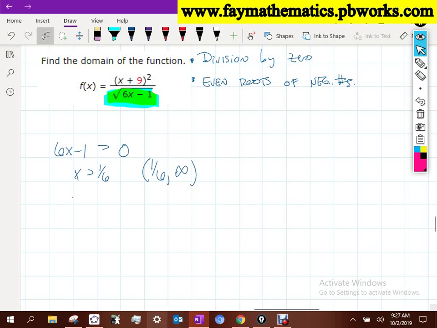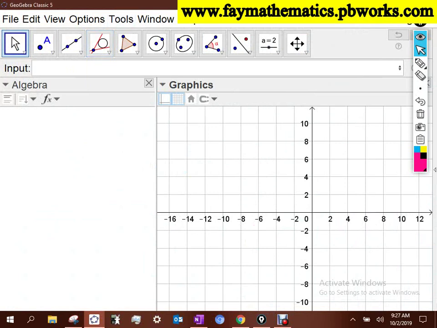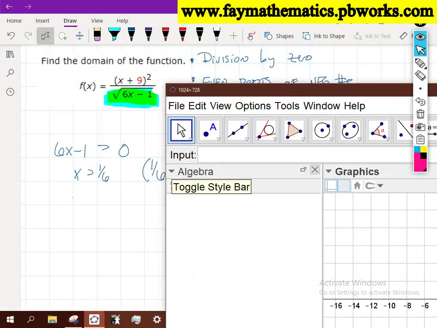We haven't talked about what this kind of graph looks like. And to be honest with you, we may never even talk about this type of graph. It's a rational graph that incorporates a square root function.